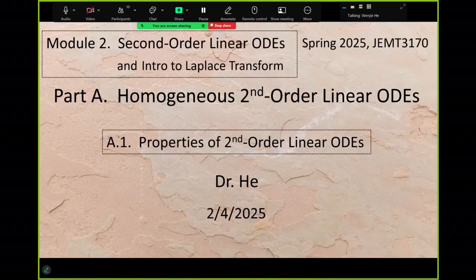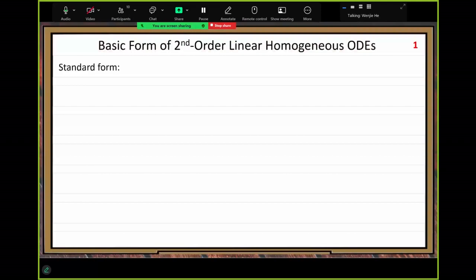8.1 Properties of second order linear ODEs. First, let's study the definition of second order linear ODEs. Remember, we learned the definition for first order, right? Recall a little bit. The definition is similar, but I need to give you a very clear description of the definition.